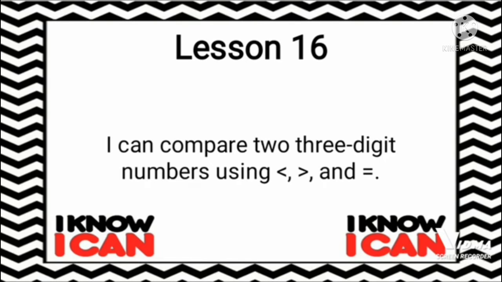Today we'll be completing lesson 16 of your Common Core Grade 2 Module 3 workbook. Today you will learn how to compare two 3-digit numbers using less than, greater than, and equal to. So if you see 3-digit numbers, you can compare which one is greater than the other or less than, or if the two are equal, that is the same.